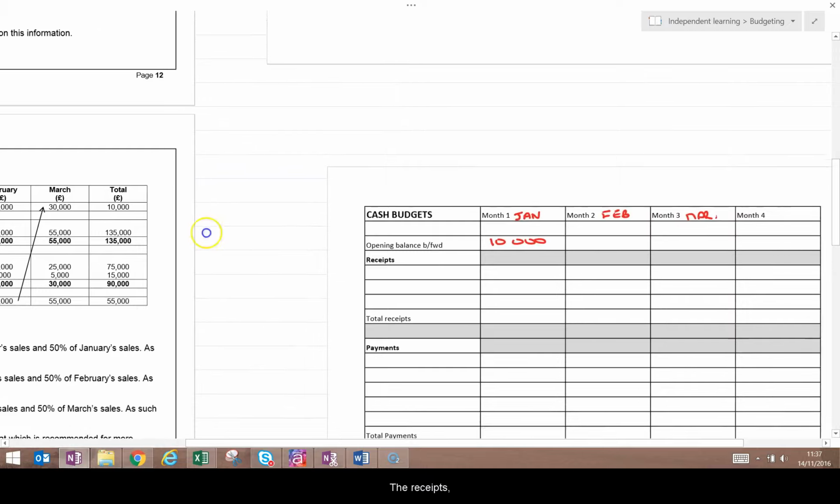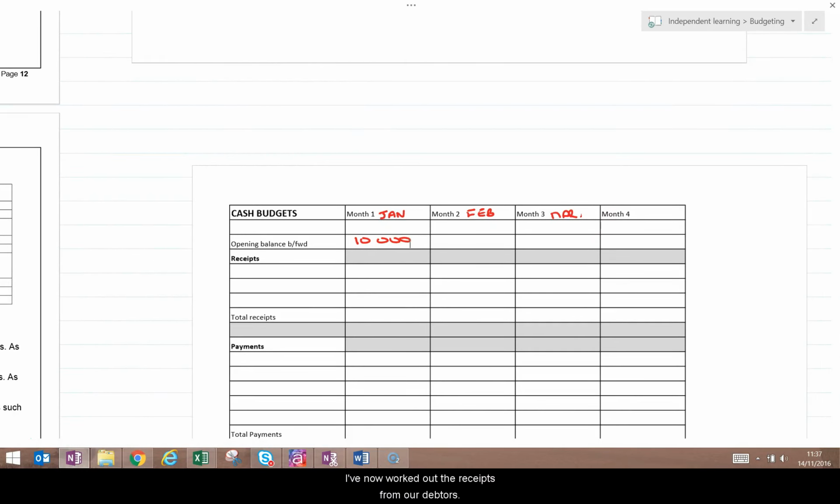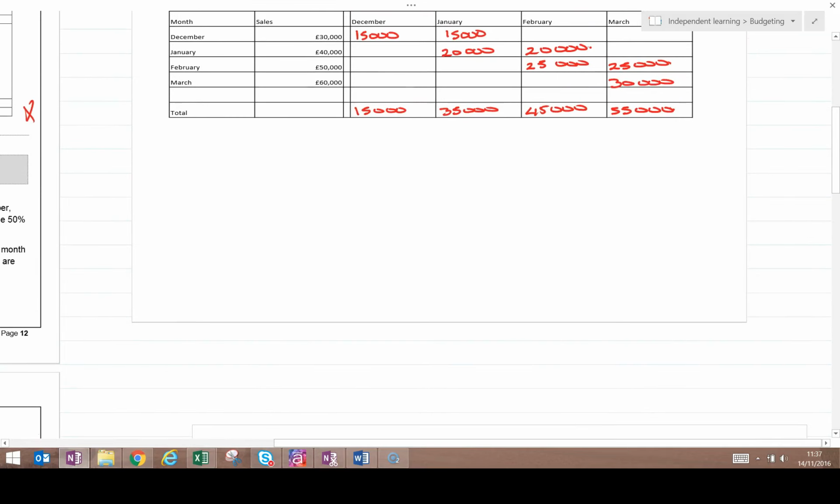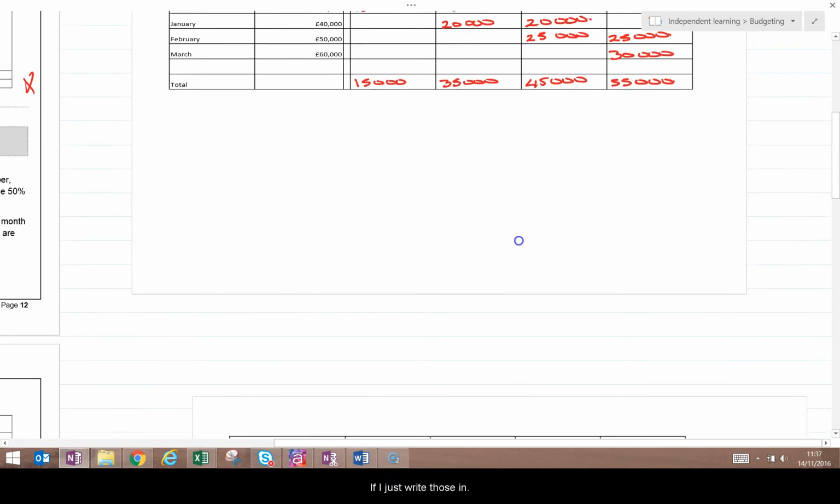The receipts. I've now worked out the receipts from our debtors. So if I put from debtors, let's just have a look back at the figures. We have January at 35,000, 45,000 for February and 55,000 for March. The December figure we don't need because we're doing the budget for January to March. So if I just write those in.